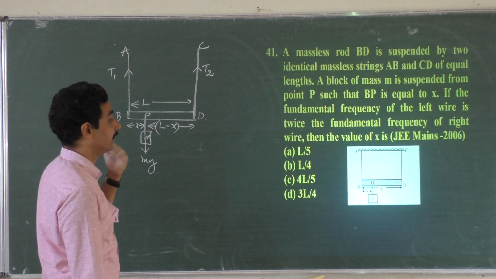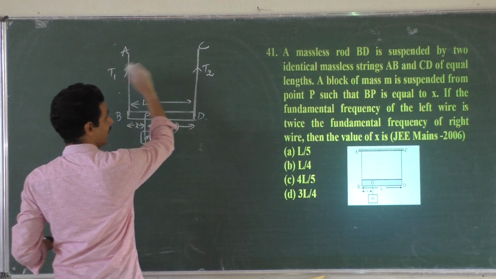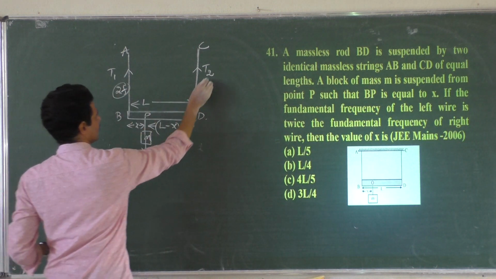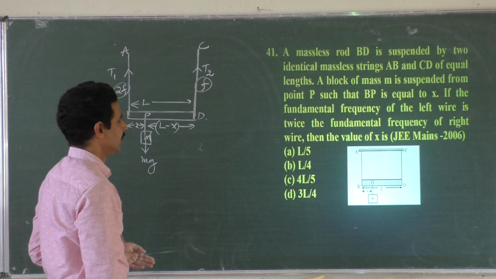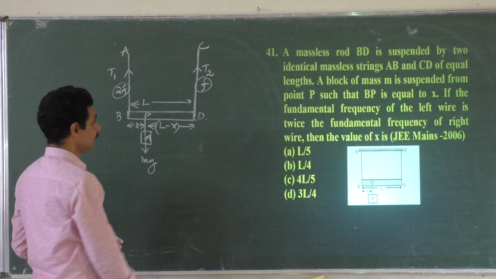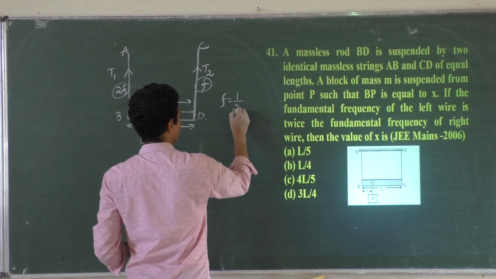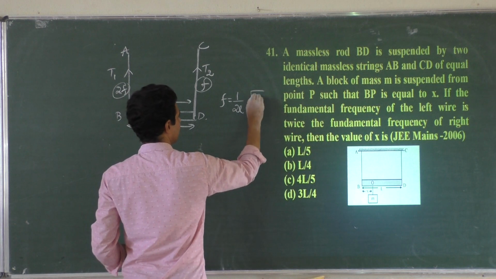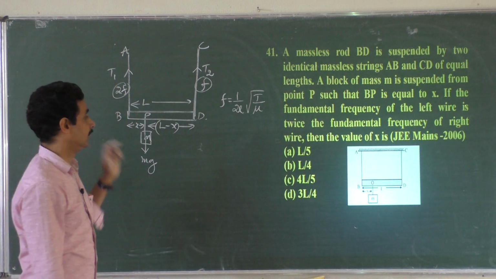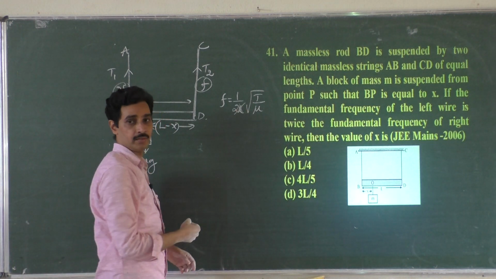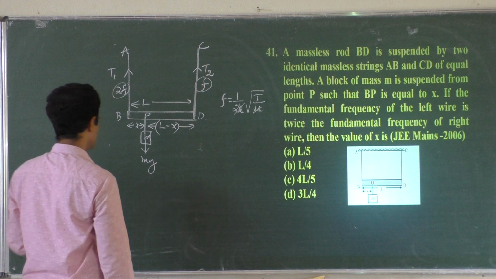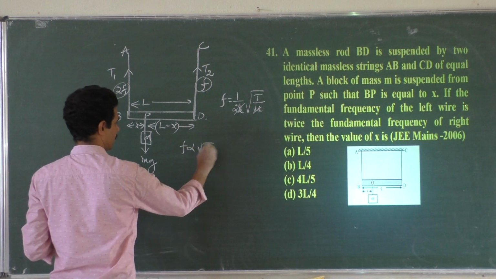And if the frequency of the left wire is twice the frequency of the right wire, this is 2f. Then what is their question now? We have understood all the details. It is twice the fundamental frequency of the right wire. Then what is the value of x? Now the frequency of a stretched wire is n by 2L root of T by mu. The wires are identical, lengths are the same, and tension is different, mu is the same. So f is directly proportional to the square root of tension.